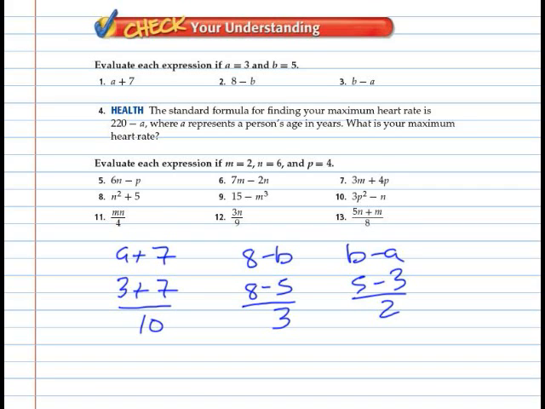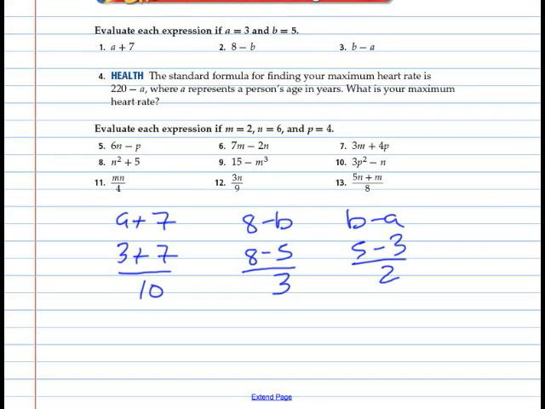Number 4, the standard formula for finding your maximum heart rate is 220 minus a, where a represents a person's age in years. What is your maximum heart rate? Well, if the average 6th grader is 12 years old, you would replace the a with a 12. You would then subtract and you would get 208. That would be your maximum heart rate.